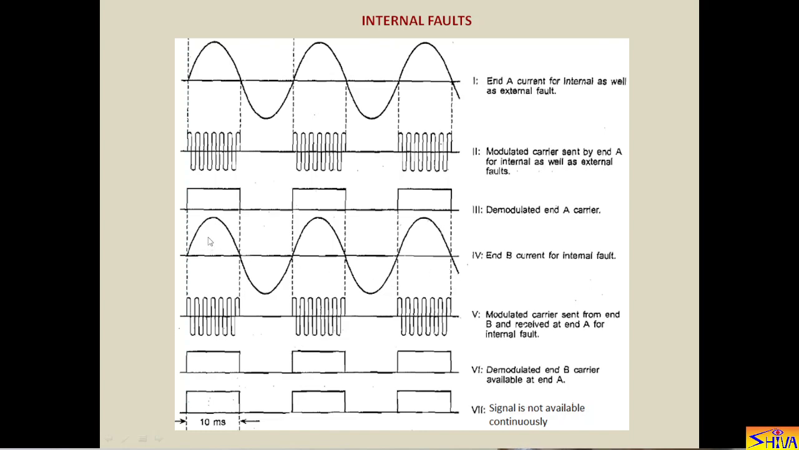So this is the current in the secondary of CT at end B during internal fault. This is modulated during positive half cycle, then it is rectified. So this is the signal. Now if we sum up these two signals at end A as well as at end B, we find that the signals are present from 0 to 180 degree only, and from 180 to 360 degree there is no signal. If signal is not available continuously, that is trip condition.